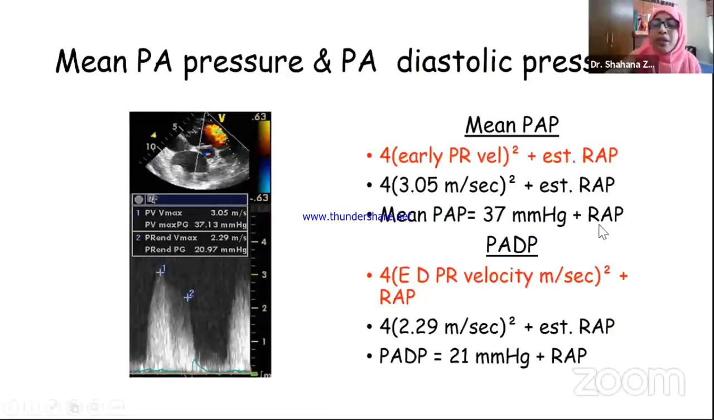right atrial pressure. For measurement of PADP, we use the end-diastolic PR velocity: 4 times the end-diastolic PR velocity in meters per second squared plus right atrial pressure. Here it is 2.29, so 4 times 2.29 squared plus estimated right atrial pressure. It is about 21 plus right atrial pressure.